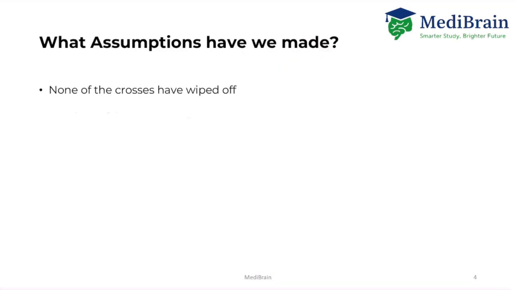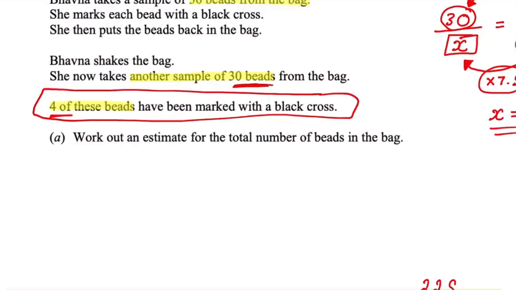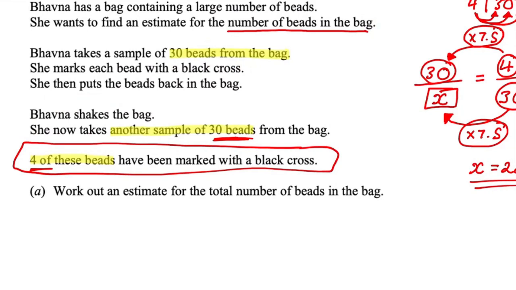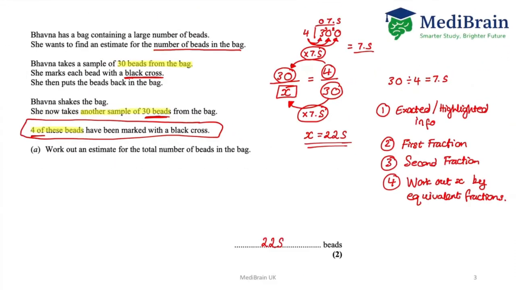also made. And those assumptions are none of the crosses have wiped off and none of the tags have fallen off. So if we look back over here, we had 4 of these beads, and we remember when we took out 30 beads from the bag, we marked each bead with a black cross. Now, what if when you're shaking the bag, the black cross rubs out? Then your answer is no longer accurate. So we have assumed that when we shook the bag, none of the black crosses have rubbed out.